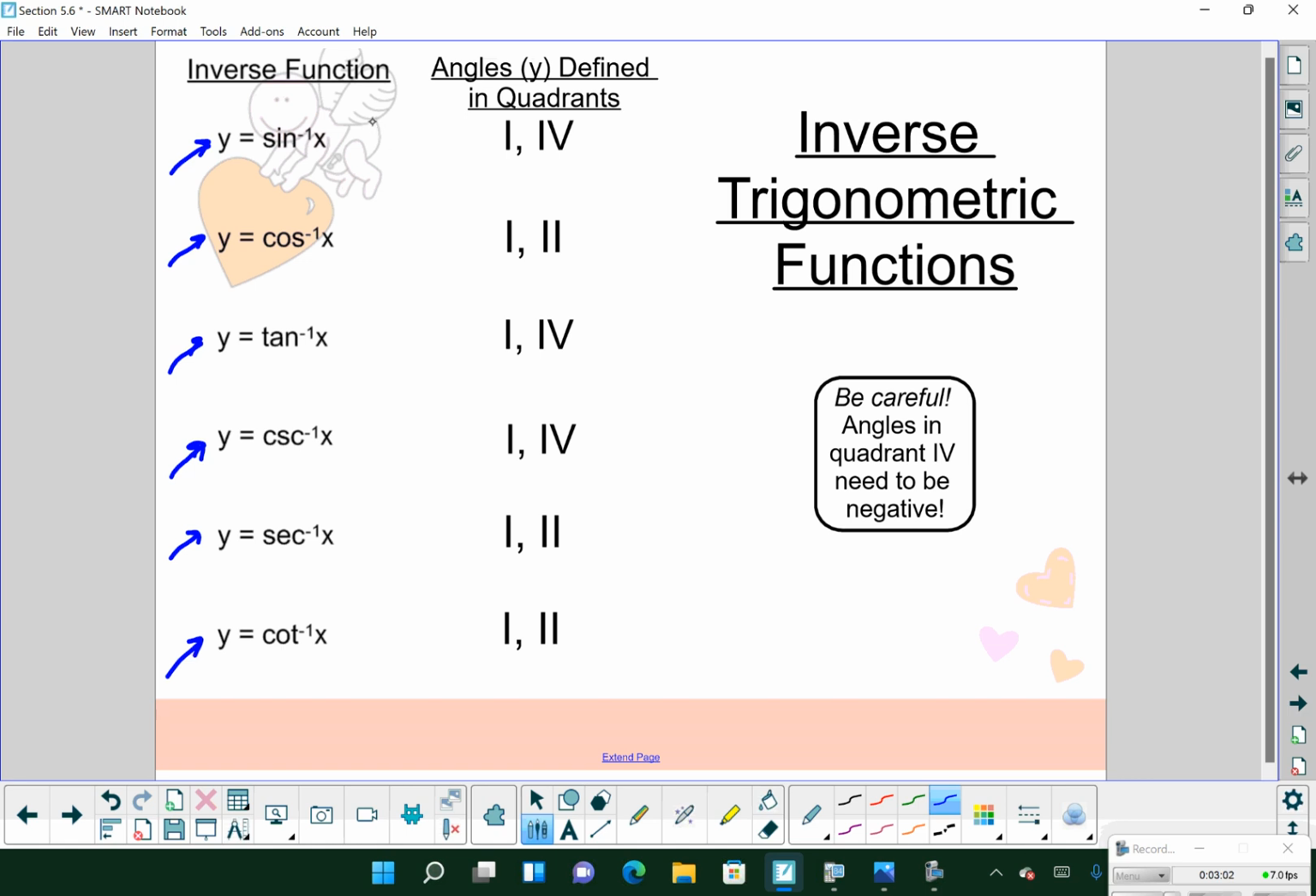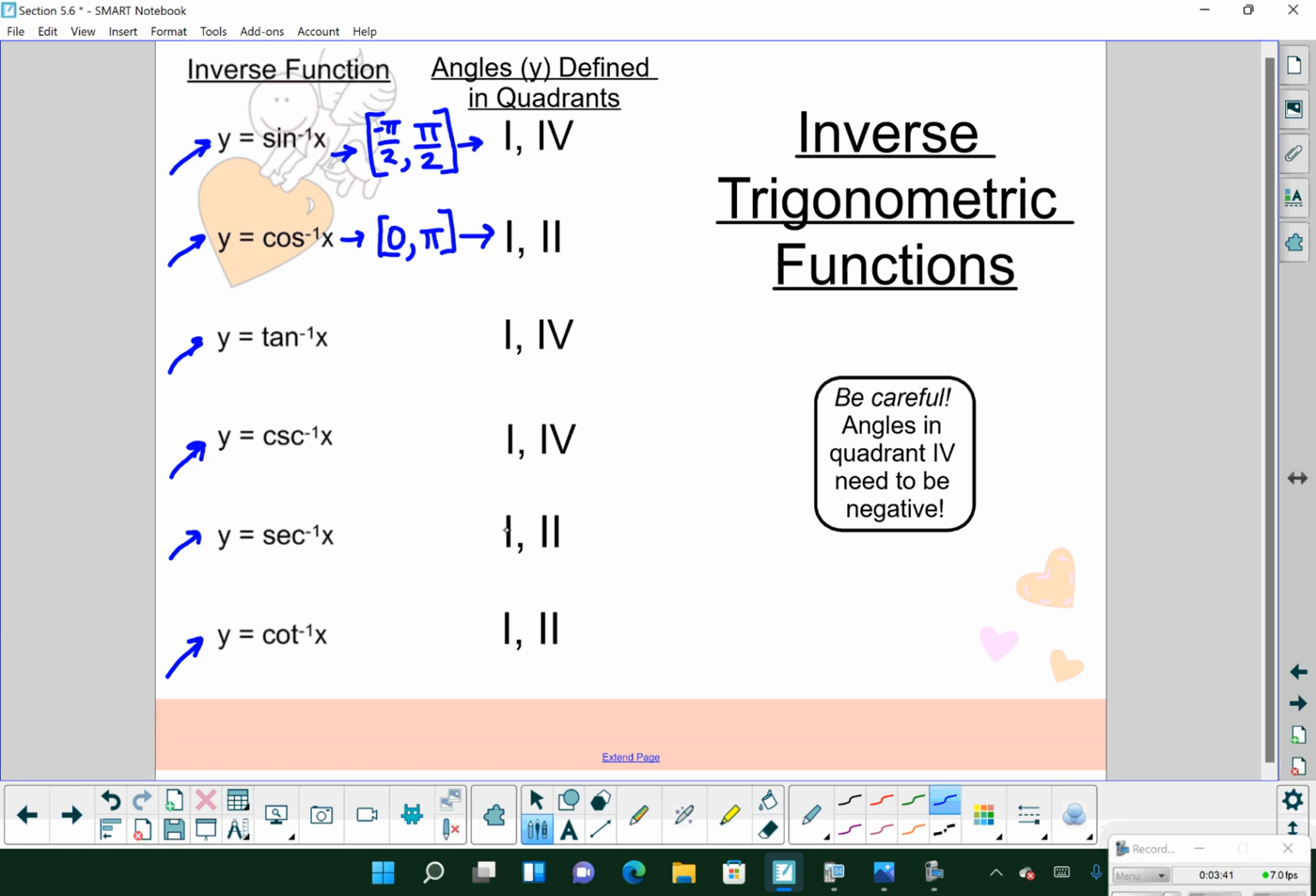We also know where our functions are defined. So like sine, we said that was between negative pi over 2 and pi over 2. Well, if we think about what quadrants that refers to in our unit circle, that's quadrant 1 and 4. Inverse cosine was between 0 and pi, which is where we restricted the cosine function. So that in our unit circle would be quadrant 1 and 2, so on and so forth. So what you need to get in your notebook is our inverse functions, the name of our functions, what quadrants they are restricted to, and that's because of the restricted domain to make the function invertible.